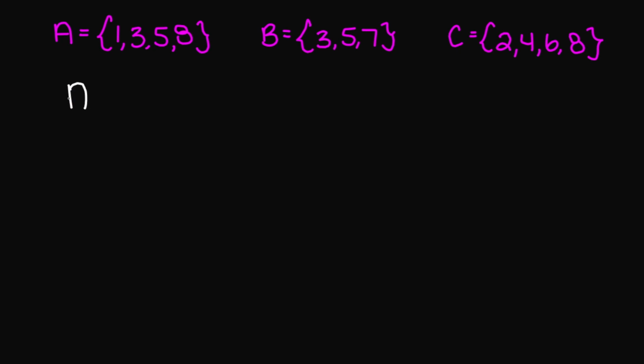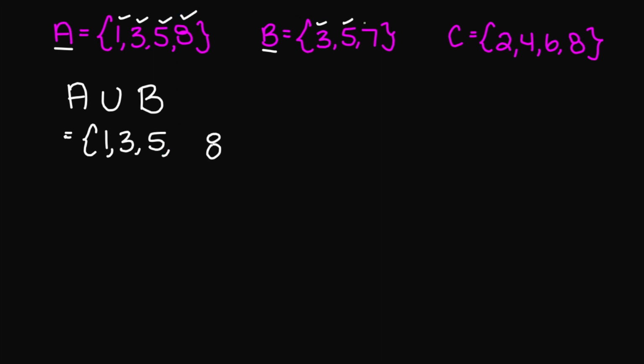Now let's find the union between A and B. So let's look at the union between my set A and B. Remember the definition for union. So we need to know the numbers that belong to A and/or B. So let's see. First we have my 1. I'm going to list my 1. Next we have 3. I'm going to list 3 here. Next we have 5. Next we have 8. And then we have 7. So the union between set A and B is going to be 1, 3, 5, 7, and 8.